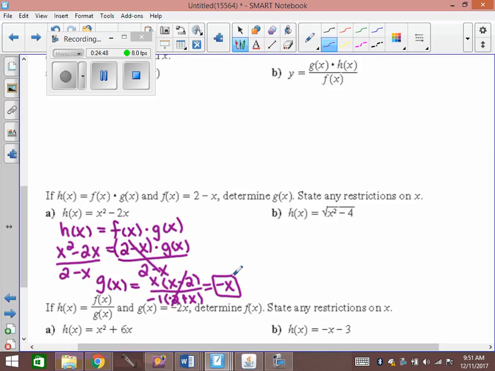And remember, you can always check them. So take negative x, multiply it by 2 minus x, and I actually get x squared minus 2x, and I know I did it right, because h of x is just the 2 multiplied together, correct? So you can check it.